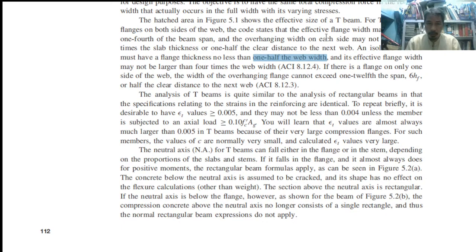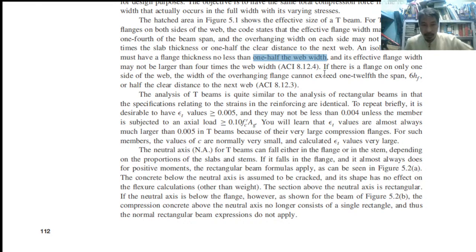These are the maximum. The width may not exceed these. What about the thickness? It must be no less than, so these are the minimum. So, minimum thickness, no less than 1/2 the web width. So 1/2 of the width of the web, so the thickness of the flange must be more than that.